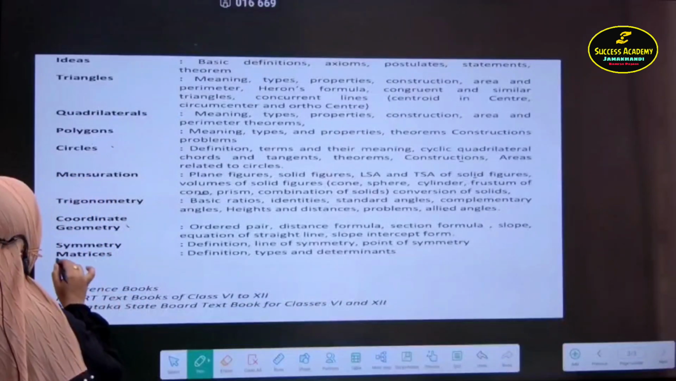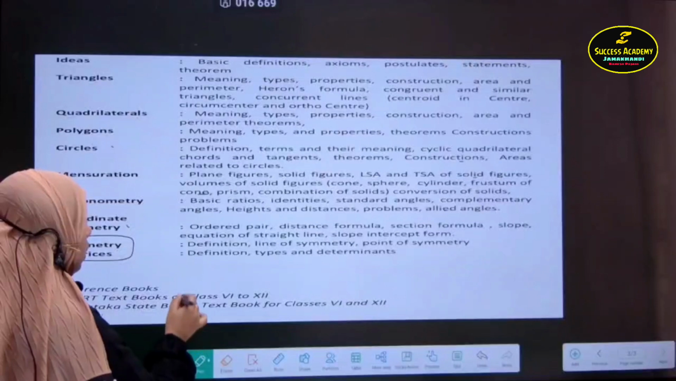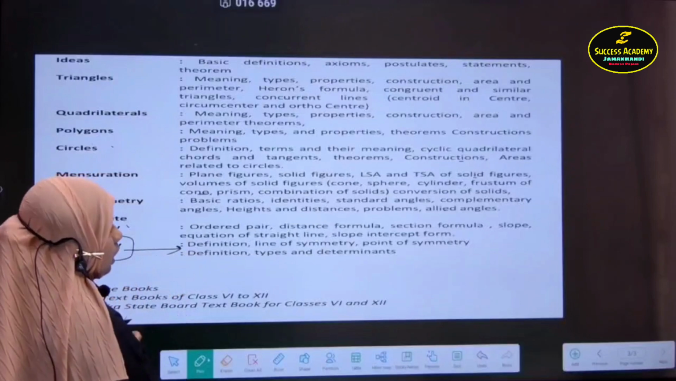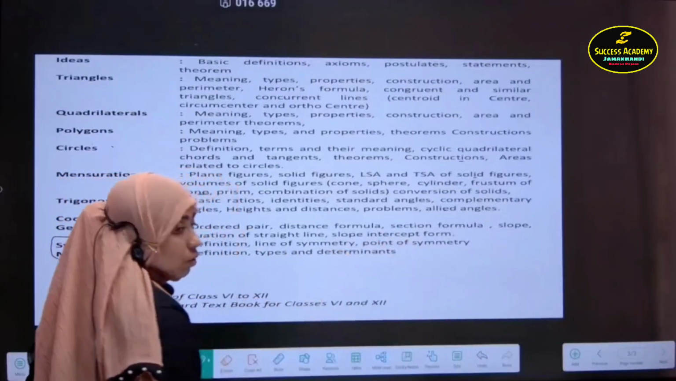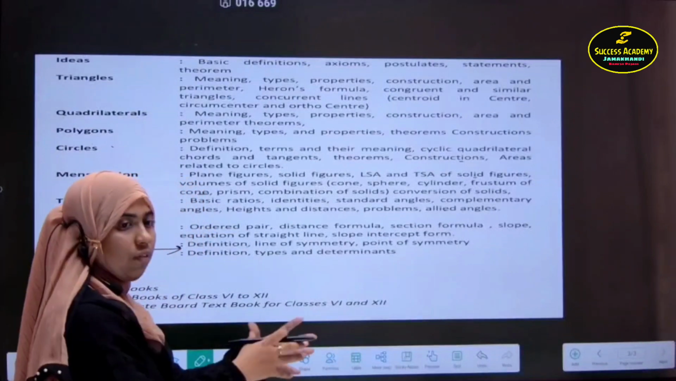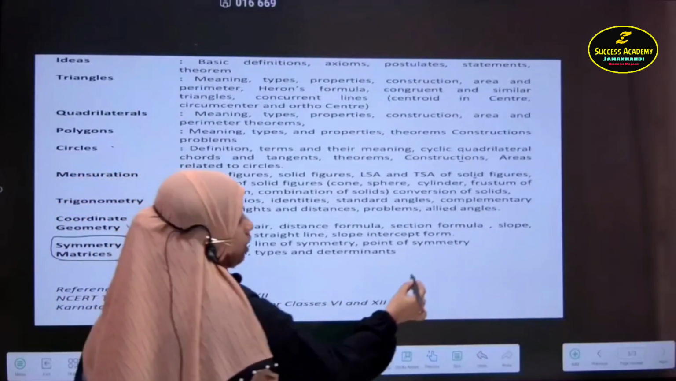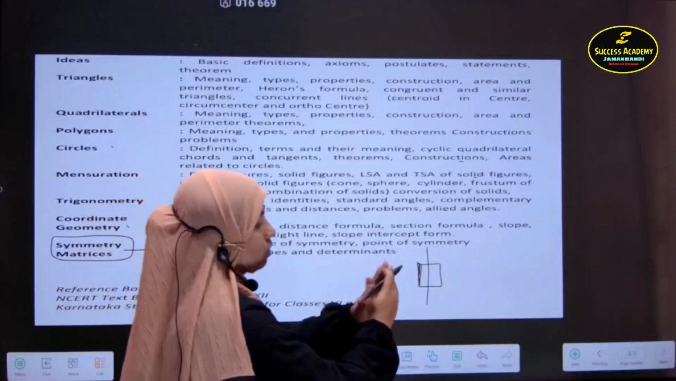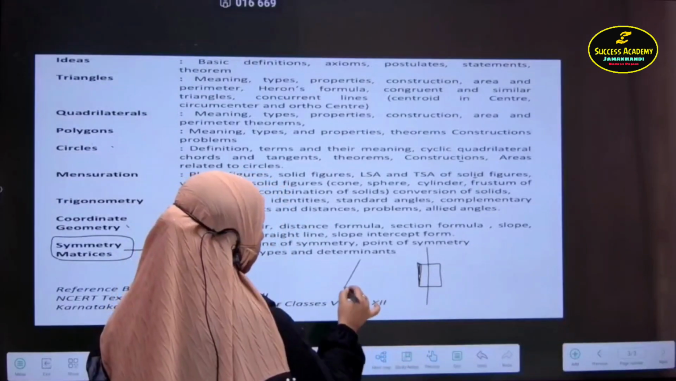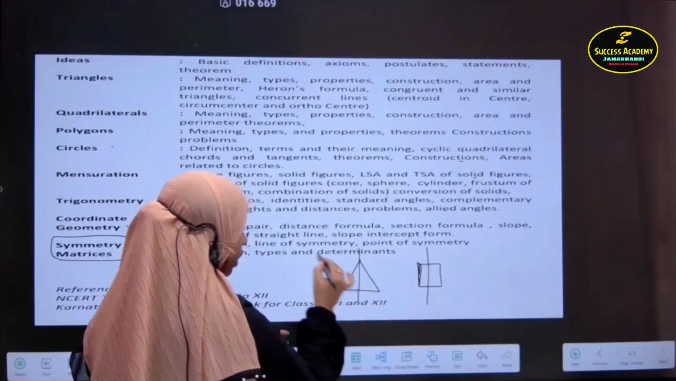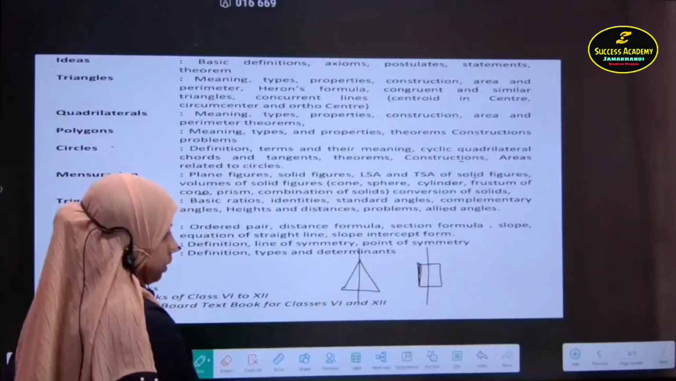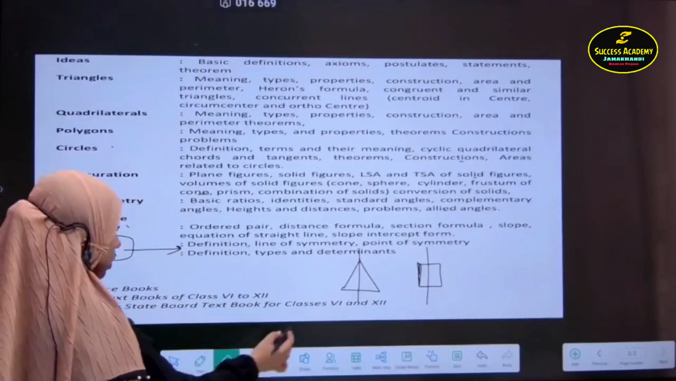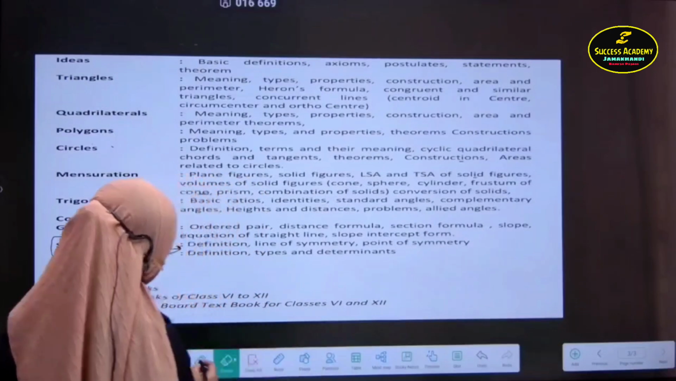Okay. Next, symmetry and matrices. Symmetry: definition, line of symmetry, point of symmetry. This is one topic. What is a line of symmetry? A line which divides a shape into 2 equal parts. For example, there's a rectangular shape. If I draw this line of symmetry, it is exactly dividing it into 2 parts. Similarly, if I draw a triangle, this is your line of symmetry, which is also exactly dividing it into 2 equal parts. So this is one of the easy topics, and one question will definitely be expected from it. You can easily gain these marks from this topic.